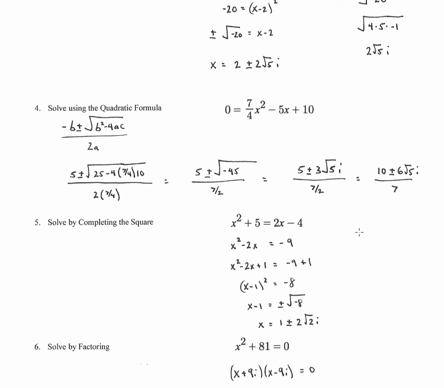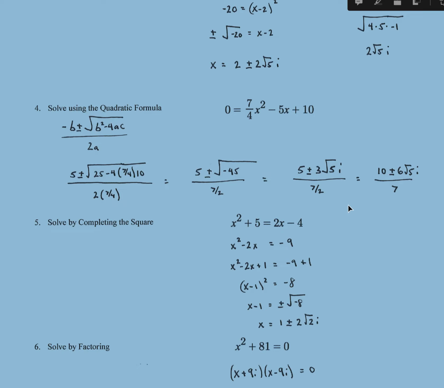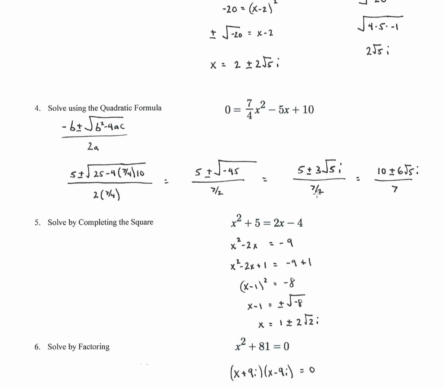Quadratic formula, you do have some fractions here. Probably the only hard step is to remind yourself that when you end up dividing by a fraction, you do multiply by the reciprocal. So dividing by 7/2 is the same thing as multiplying by 2/7, which is why in my final answer, the 5 went to a 10 and the 3 went to a 6, because I multiplied by 2 because of that guy.